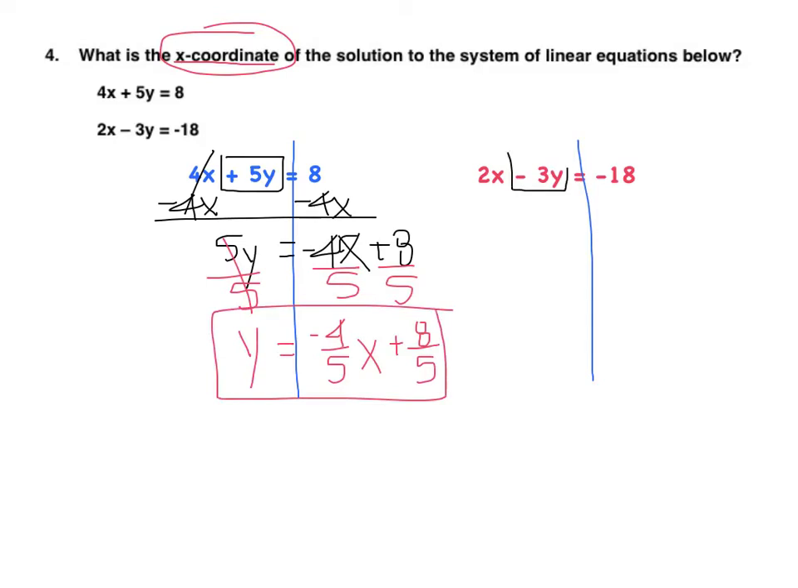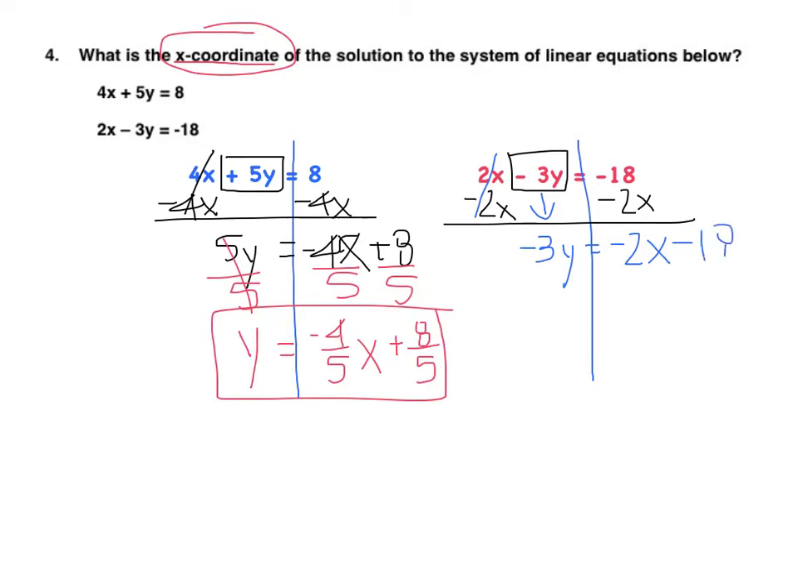Same exact concept. First I box my variable. I'm going to subtract 2x. The reason why I subtract 2x from both sides is because that's the opposite of positive 2x. Bring down what's in my box, and I bring down both the negative 2x and the minus 18. Why? Because you cannot combine those. They're not alike. Last step, divide everything by the number inside the box.